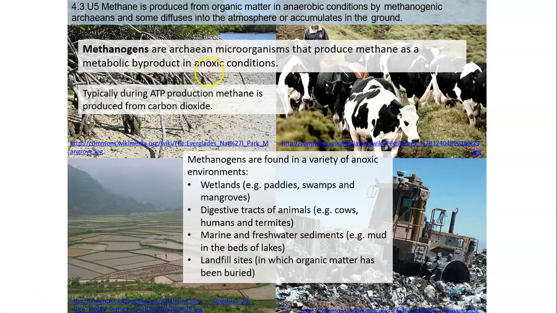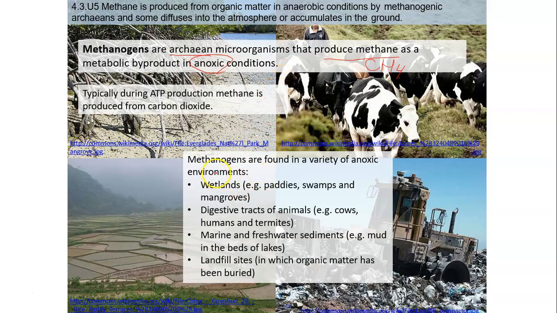What are methanogens? Methanogens are archaeans. Archaeans are one of the domains of microorganisms, and they can produce methane, which is CH4, as a metabolic byproduct in anoxic conditions. Anoxic conditions means the condition without oxygen, in a low concentration or without the presence of oxygen.